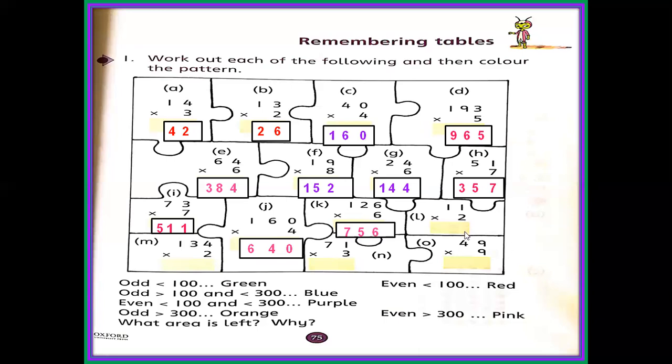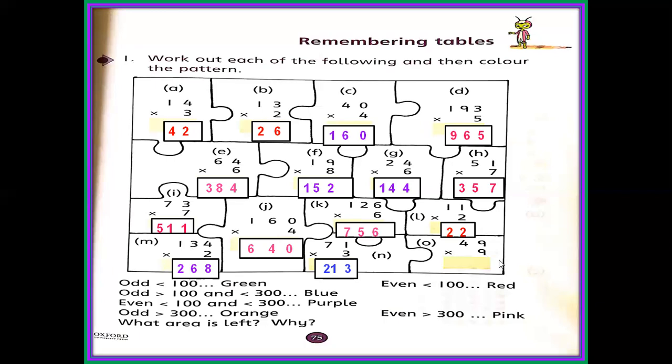2 ones are 2. This is very easy. 2 fours are 8, 4 ones are 4, 4 twos are 8, 2 threes are 6, 3 ones are 3, 3 twos are 6, and 2 ones are 2. So 134 multiplied by 2, what is the answer? 268. So 3 ones are 3, 3 sevens are 21. If you know the table, you can do it within minutes.